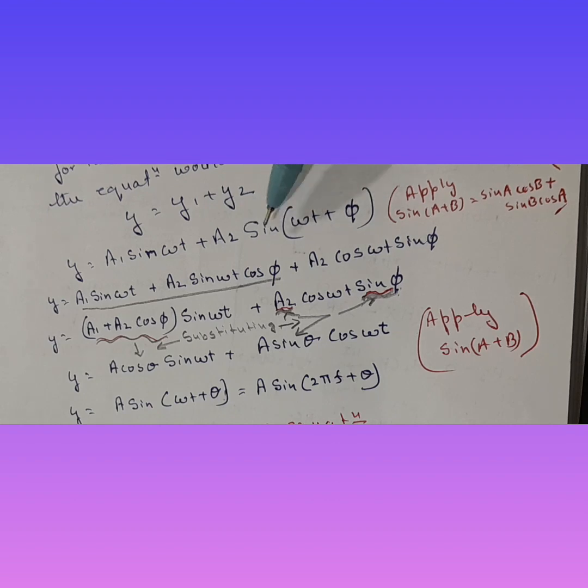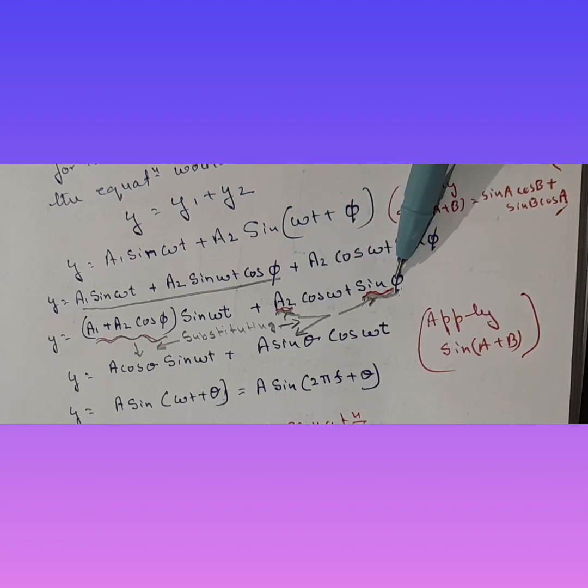Now for sin(ωt + φ), we apply the formula for sin(A + B). So we end up with a2 sin ωt cos φ + a2 cos ωt sin φ. Now when we check these, we have sin ωt common, so we take sin ωt common out of the bracket, and what is left inside is a1 from here and a2 cos φ from here, and here we have a2 cos ωt sin φ.